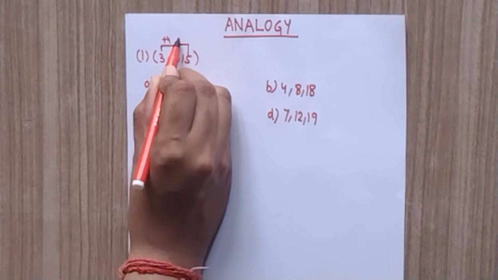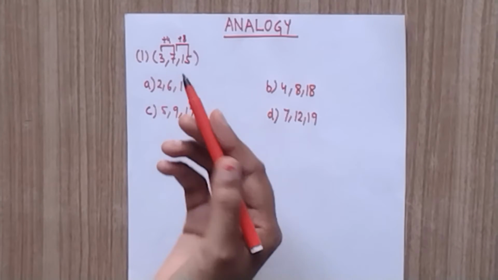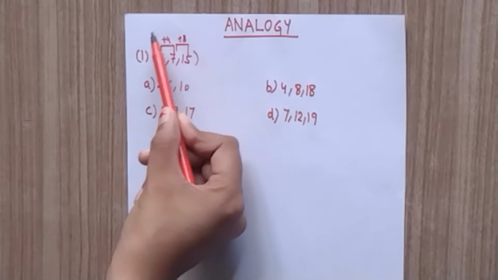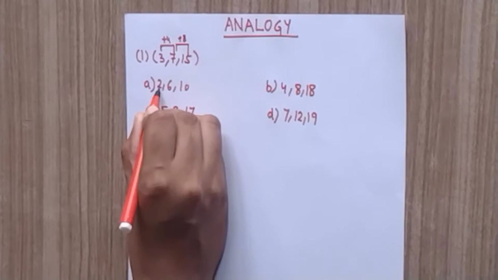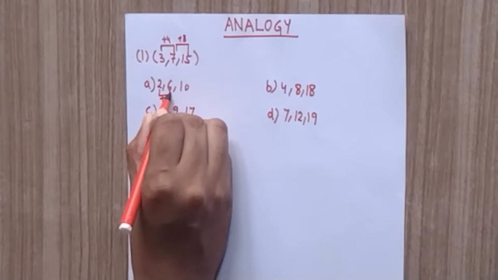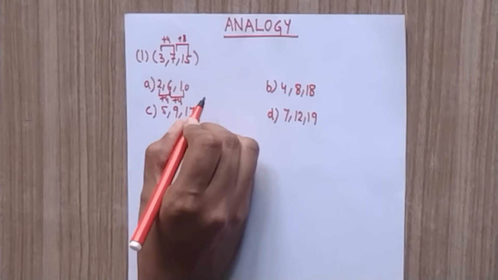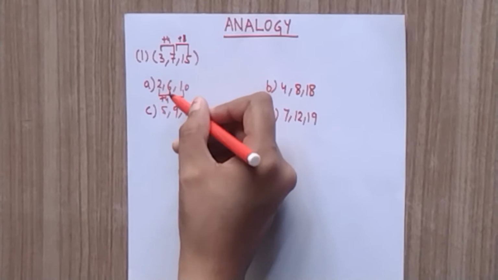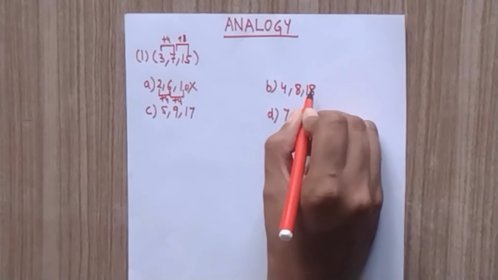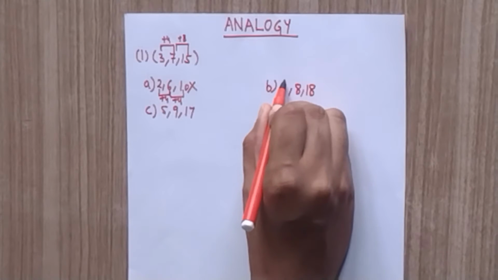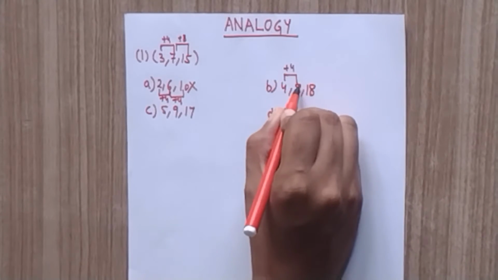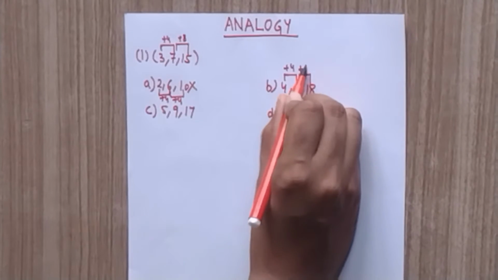Here between 3 and 7 there's a plus 4, and between 7 and 15 there's a plus 8. Let's first check option A. Here between 2 and 6 there's a plus 4, and between 6 and 10 there's a plus 4. This similarity does not match with our question. Let's move on to the next option, option B. Between 4 and 8 there's a plus 4, and between 8 and 18 there's a plus 10. So this also does not match with our question.